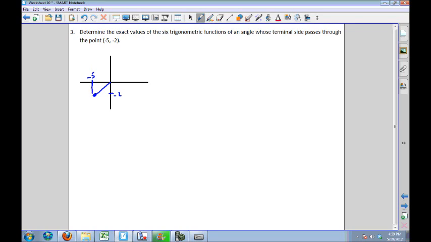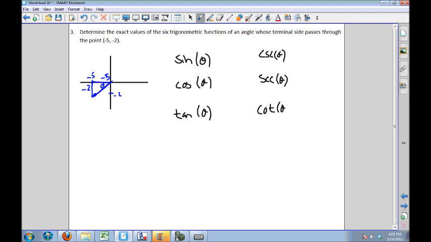So this is really giving me this reference triangle, which has lengths -2 and -5 as its sides. And I'm trying to find this reference angle to get my overall angle. So I need to find the trig values of each of these: sine of theta, cosine of theta, tan of theta, secant of theta, which I will link with cosine, cosecant of theta, and cotangent of theta.